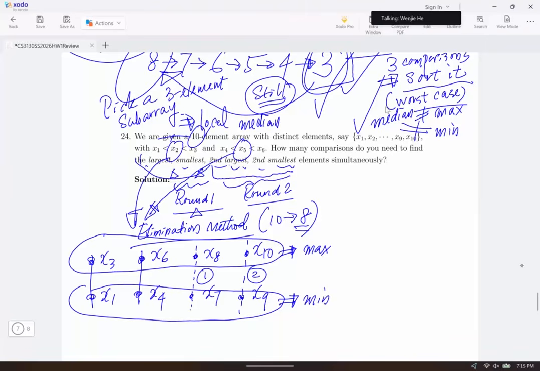To find the max, we need 3 comparisons. To find the minimum, we need 3 comparisons. So for round 1, finding the largest and the smallest takes 3 plus 3, and 2 early comparisons. So total 8 comparisons. That's the maximum and minimum.